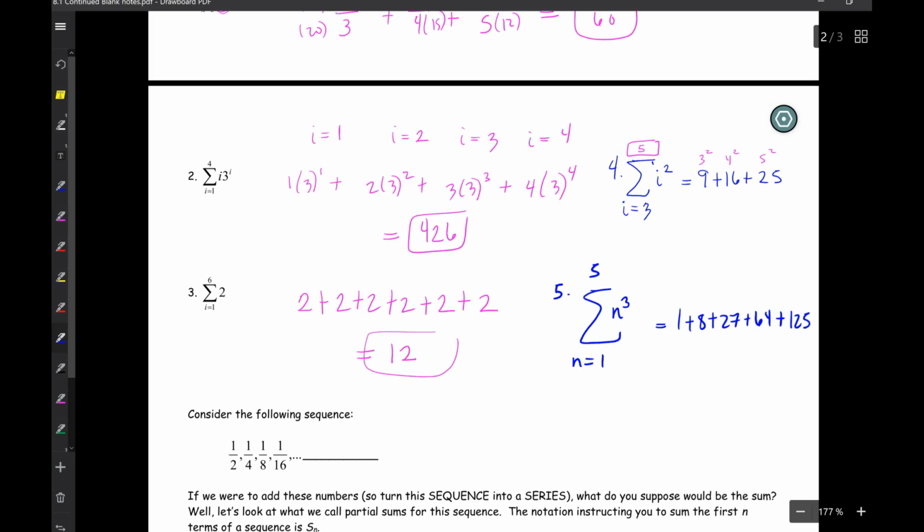Okay, so that's just the different ways you could see the summation being given to you. Either you have to find the sum, you have to find a missing part of the summation, or you might have to find the actual formula that generates the terms. Any questions on that so far?